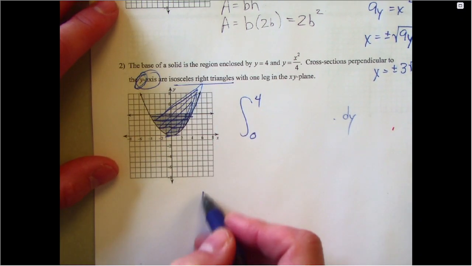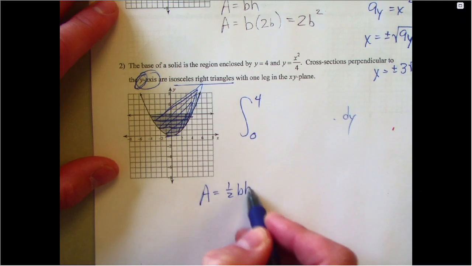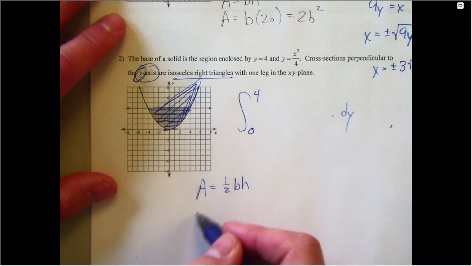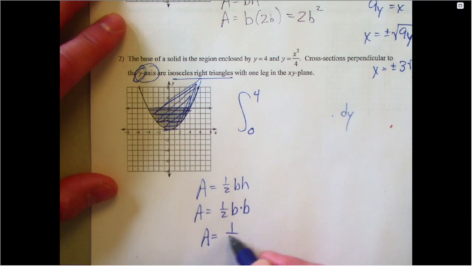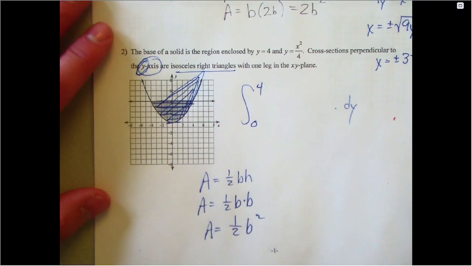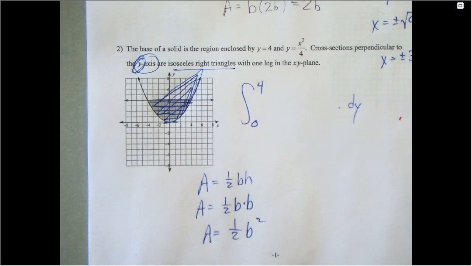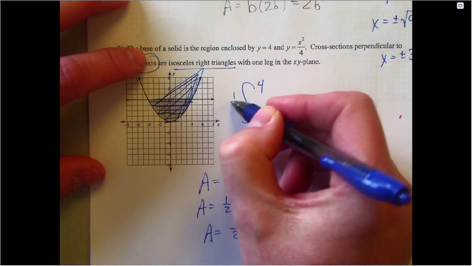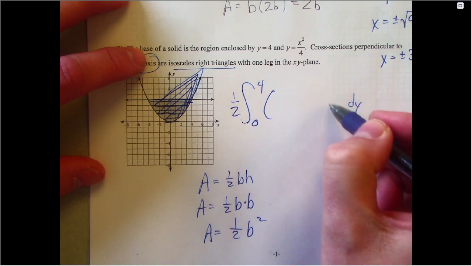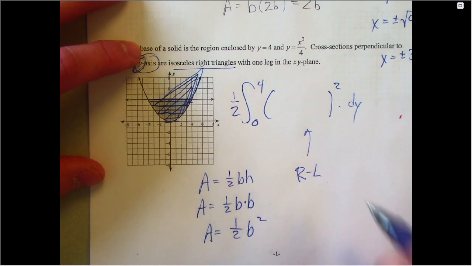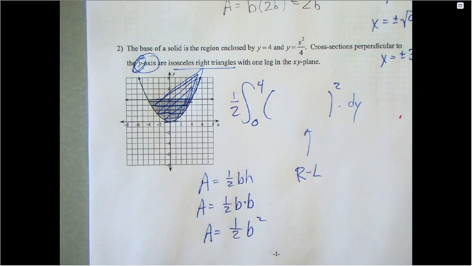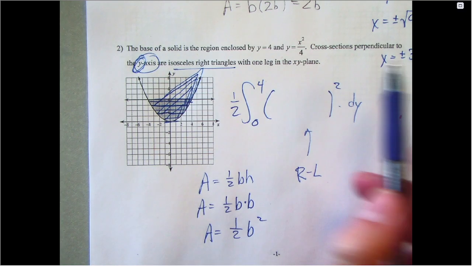Isosceles right triangles. So the area of a triangle is 1/2 base times height. But if it's isosceles, the base and the height are the same, so we can write it as 1/2 b squared. You can even put the 1/2 out there, you can put it either spot. The base is going to go in here, and that needs to be right minus left because we're going across. So it's the same as the last one.